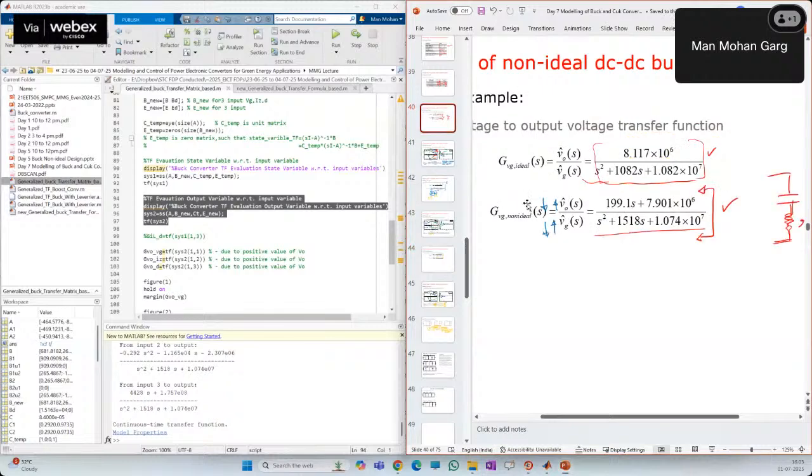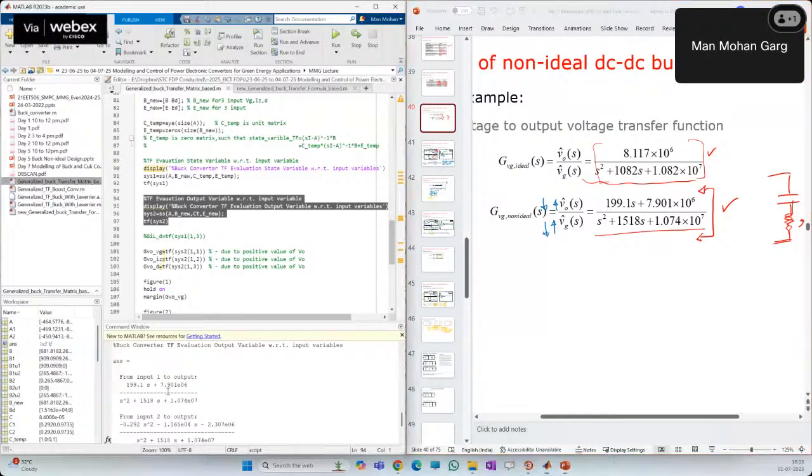And you have seen these transfer functions over here, starting with this one, V node upon Vg. The first input is Vg, so input 1 to output transfer function. This is on your screen: 199.1 s plus 7.901 into e raised to power 6. So this transfer function is the same as this transfer function over here, right?